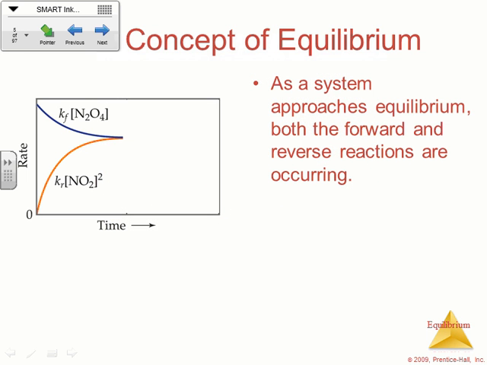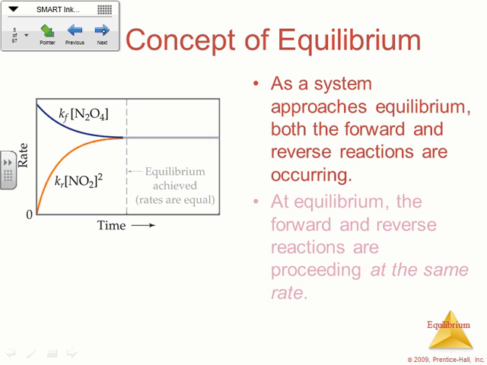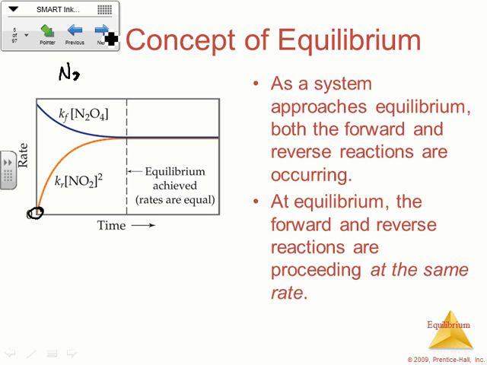So that's kind of the idea. All right. So as the system approaches equilibrium, forward and reverse reactions are occurring. Okay. But one or the other might be occurring at a faster rate initially. Now, eventually, once you reach equilibrium, they're going to be going at the same rate. Okay. So notice for a while on this reaction, the rate of the reverse reaction starts at zero. And this reaction is showing N2O4 in equilibrium with 2NO2.